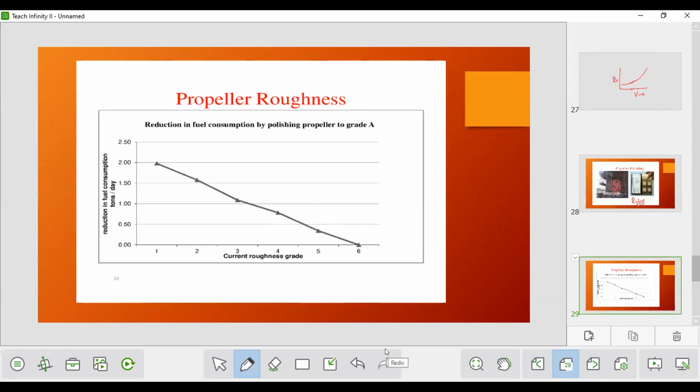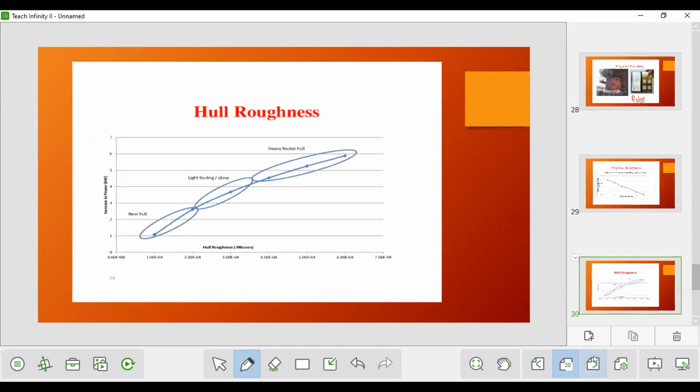Again, based on roughness, there is some calculation of how the resistance increases and how the fuel consumption is affected. Based on hull roughness, we can calculate the increase in power. So as roughness is less, resistance is less, power consumption is less and fuel consumption is less. That is what hull roughness means.